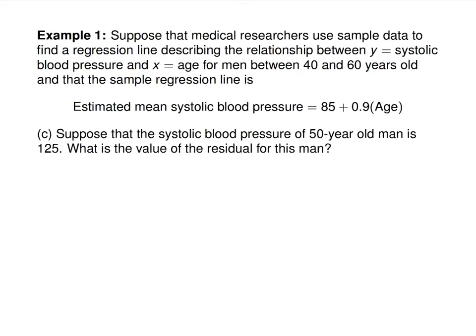Suppose that the systolic blood pressure of a 50-year-old man is 125. What is the value of the residual for this man? Well, recall that the residual is equal to y minus y hat. And y is the actual value, which in our case is 125. Y hat we found in part B, that was 130. So the residual is negative 5 millimeters of mercury.